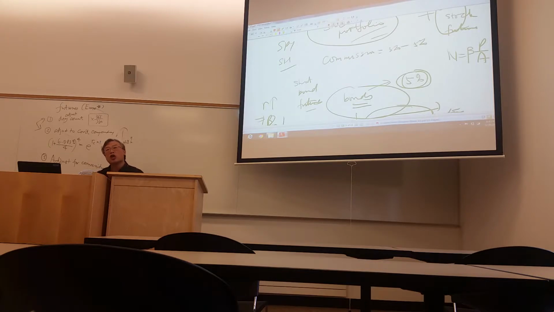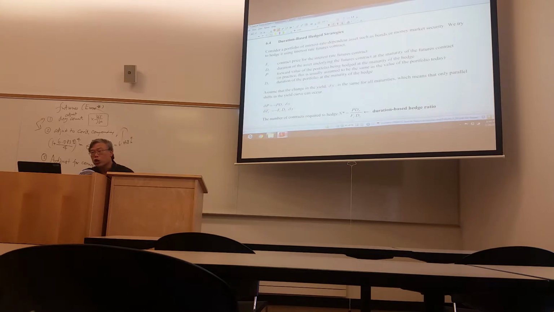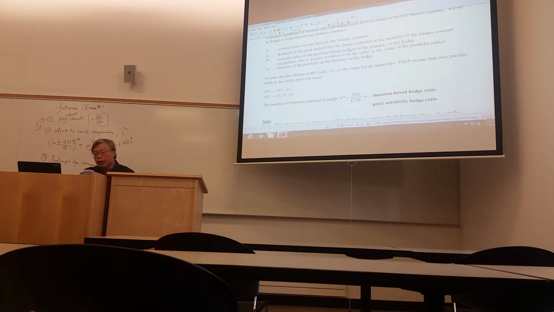Now in the bond story, there is something similar. And the formula relies on the duration. That's why duration is very important. That's why this is called the duration-based hedging strategy. The formula we use in the stock market is N equal to beta P over A. But now the formula is N star equal to P times DP divided by SC times DF. I will explain one by one. Let me explain what's going on.